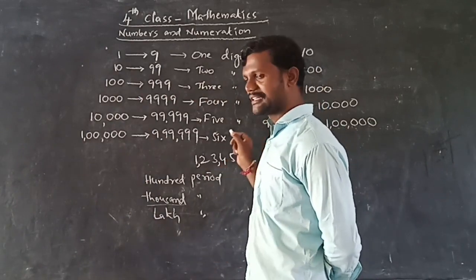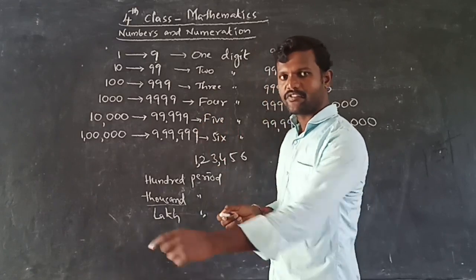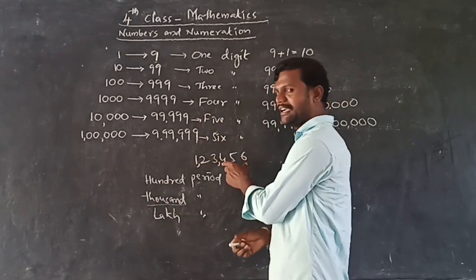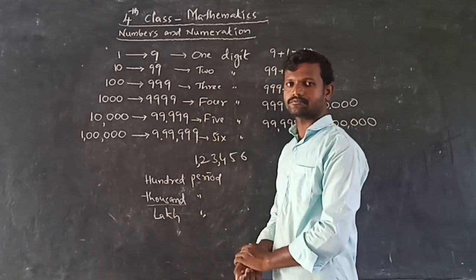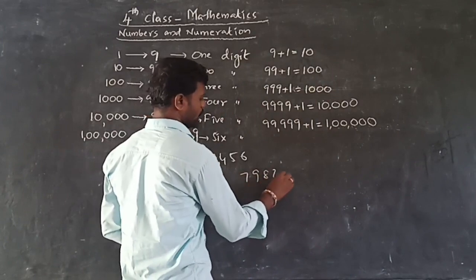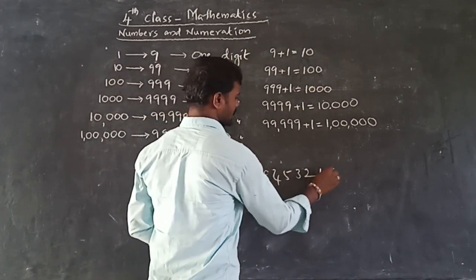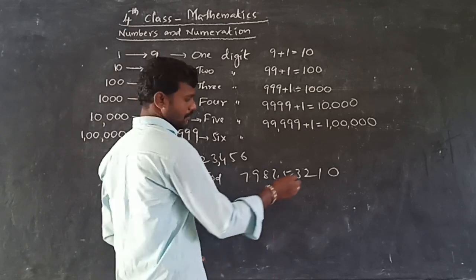If any large number is given, then separate the numbers by commas. How can we separate them? First, you have to keep the comma after 3 digits. Next, for every 2 digits you have to write a comma. Okay, for example, 7, 9, 8, 4, 5, 3, 2, 1, 0. Like this a number is given. How would you write the commas?